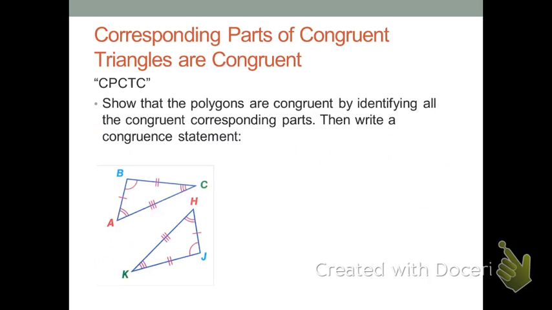So let's do an example. Show that the polygons are congruent by identifying all the congruent and corresponding parts, then write a congruent statement.